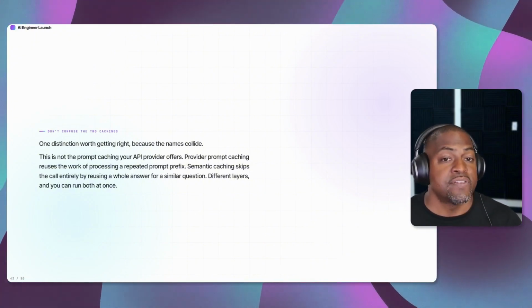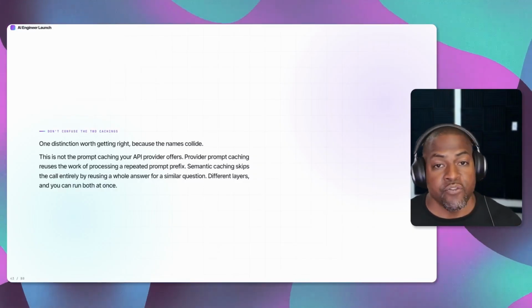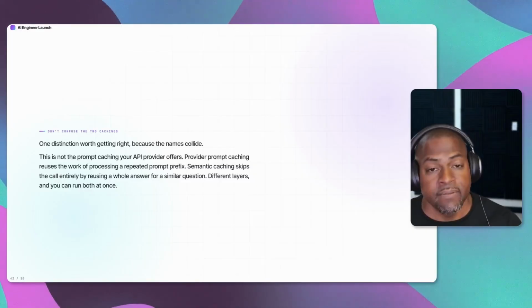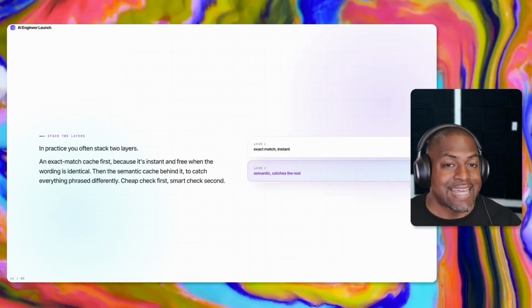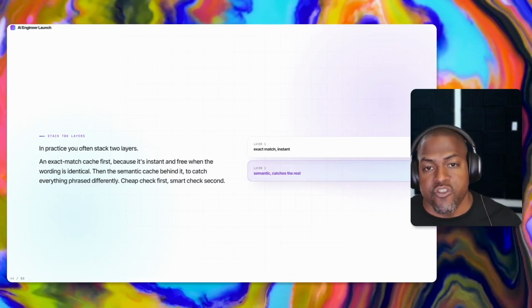In practice, you often stack 2 layers. An exact match cache first, because it's instant and free when the wording is identical. Then the semantic cache behind it to catch everything phrased differently. Cheap check first, smart check second.